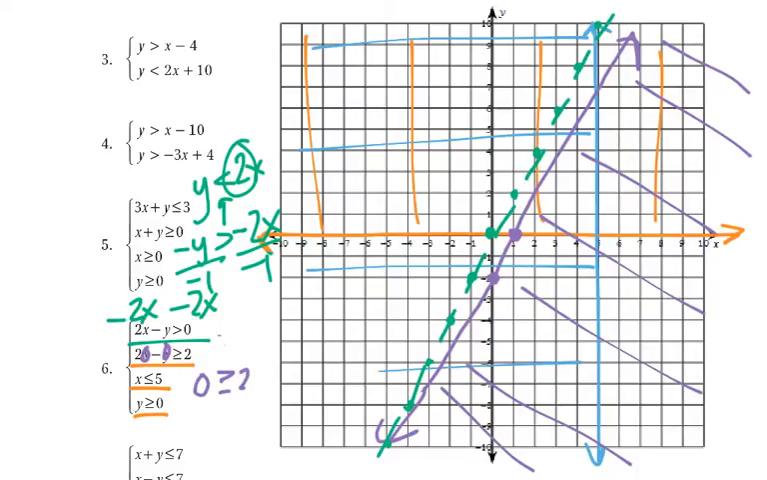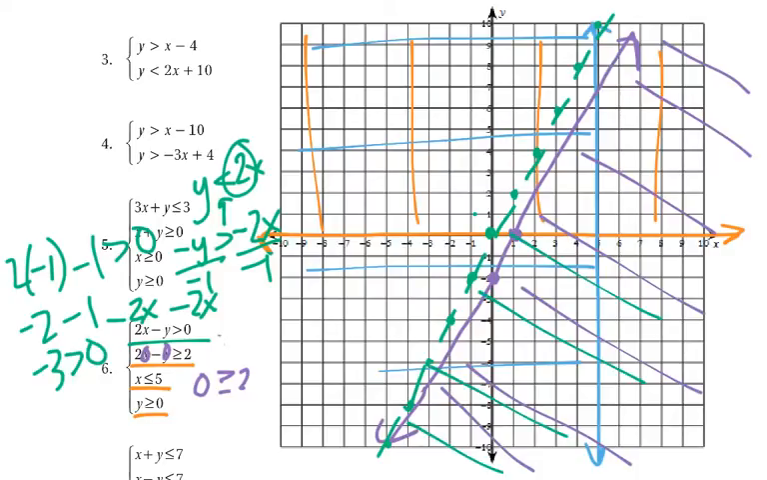We can't pick the test point 0, 0, so let's go 1, negative 1. So negative 1 for x, so 2 times negative 1, minus positive 1 for y is greater than 0. So negative 2 minus 1 is negative 3. Is negative 3 greater than 0? No. So we shade this way.